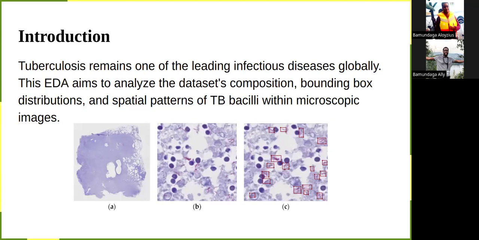Now, tuberculosis remains one of the leading infectious diseases globally. Like you see here, tuberculosis remains one of the leading infectious diseases globally. This EDA analyzes the dataset's composition. Tuberculosis, I think, has a latent TB and then active TB. So I think a significant amount of the population in the world, let's say 1 billion, have latent TB, which is inactive. It hasn't been activated due to probably weak bacterium or very low bacterial load.